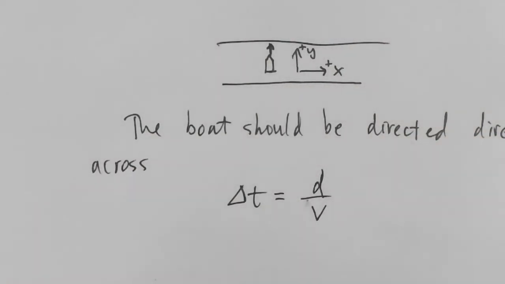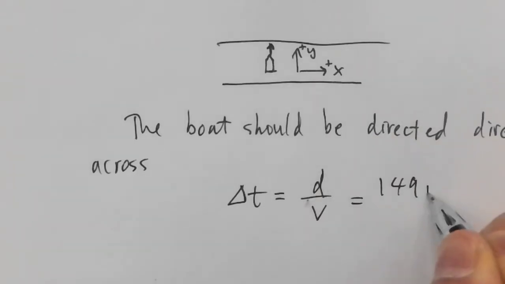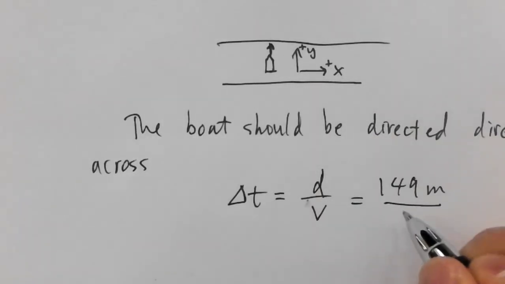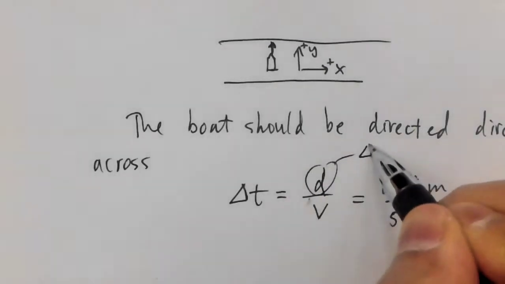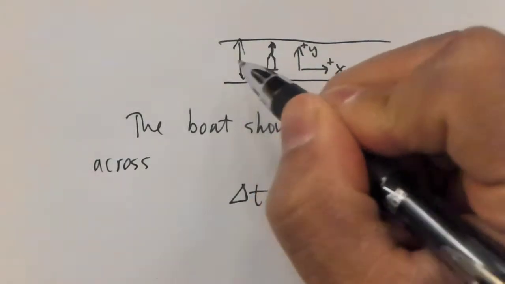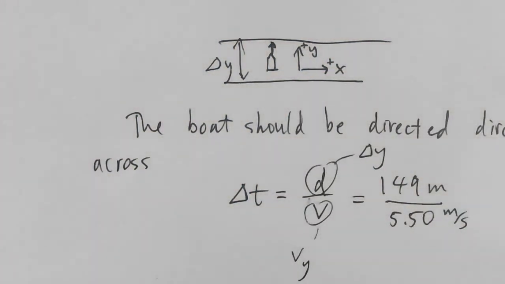Okay, everybody's good on that? Or delta y or something, whatever you want to call that. So it's 149 meters divided by the speed. We're talking about the y component, so 5.50 meters per second. Is there anybody confused about these steps here? Everybody's good? So this is the change in y, how far is across like this, and this is the y component of the velocity that I'm talking about.